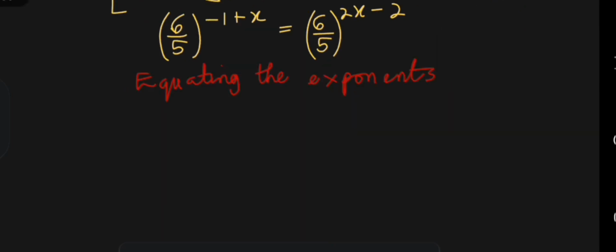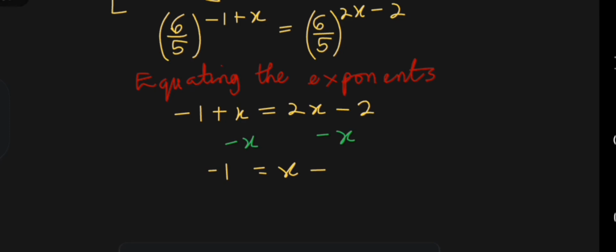And when we equate the exponents, we have negative 1 plus x on the left equal to 2x minus 2 on the right. Then we subtract x from both sides so that we have negative 1 on the left, x on the right, that's for 2x minus x, then minus 2. Also, we add 2 to both sides. And when we add 2, negative 1 plus 2 is 1, and on the right is x. That means x is actually equal to 1.